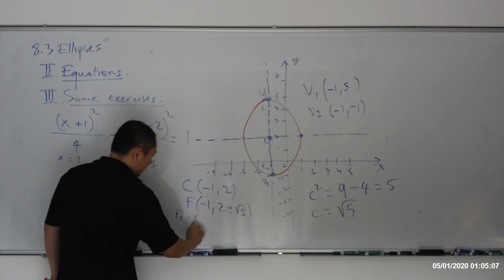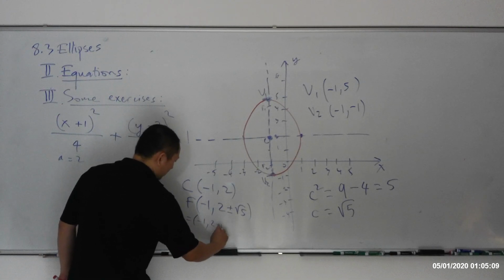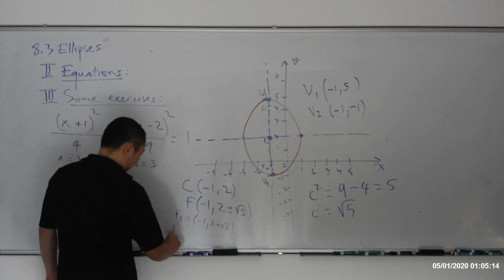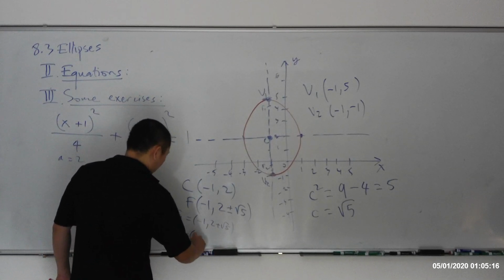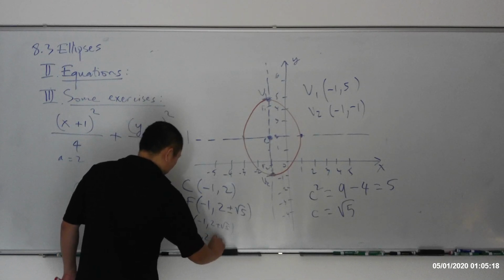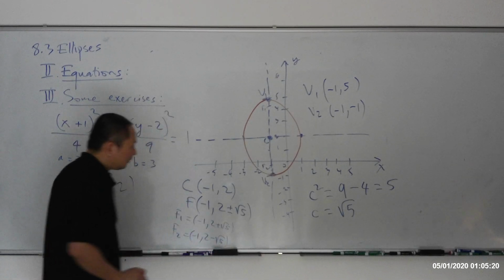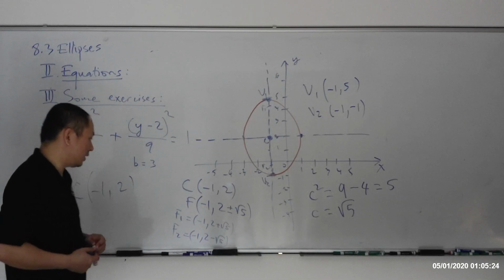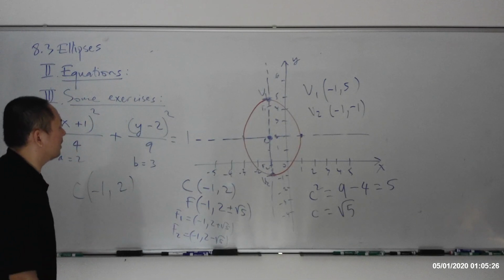F1 is at -1, 2 plus square root of 5. 2 plus square root of 5, 4 point something. Okay, and F2 is -1, 2 minus square root of 5. 2 minus square root of 5 is -0 point something. I got everything about the ellipse.